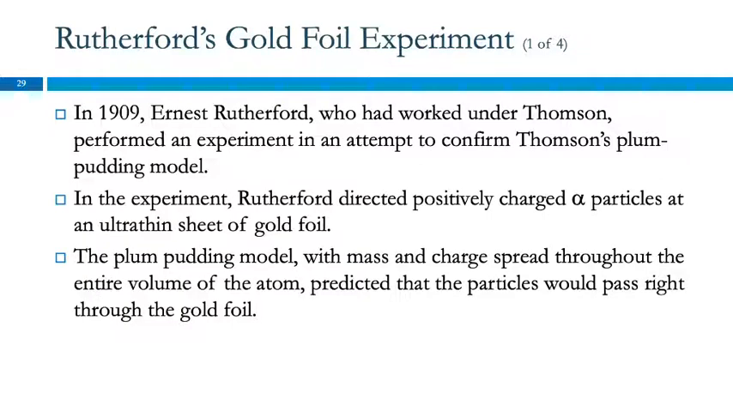Okay, so Ernest Rutherford had worked under Thomson, and he was doing an experiment to confirm this plum pudding or blueberry muffin model. He was not trying to show up Thomson, he was just trying to show that it was correct. So in this experiment, he took these positively charged alpha particles and aimed them at a very, very thin sheet of gold foil. And the plum pudding model would predict that the particles would just go straight through the foil. So that's what he was expecting to see.